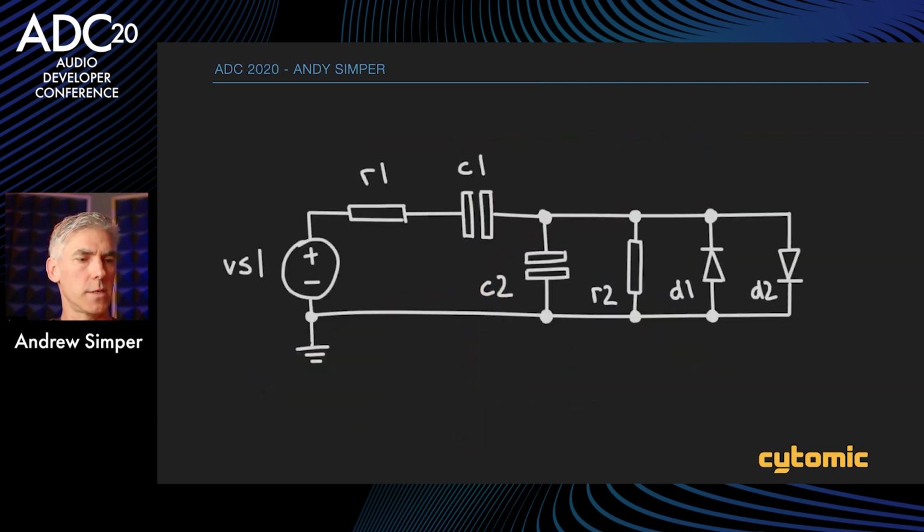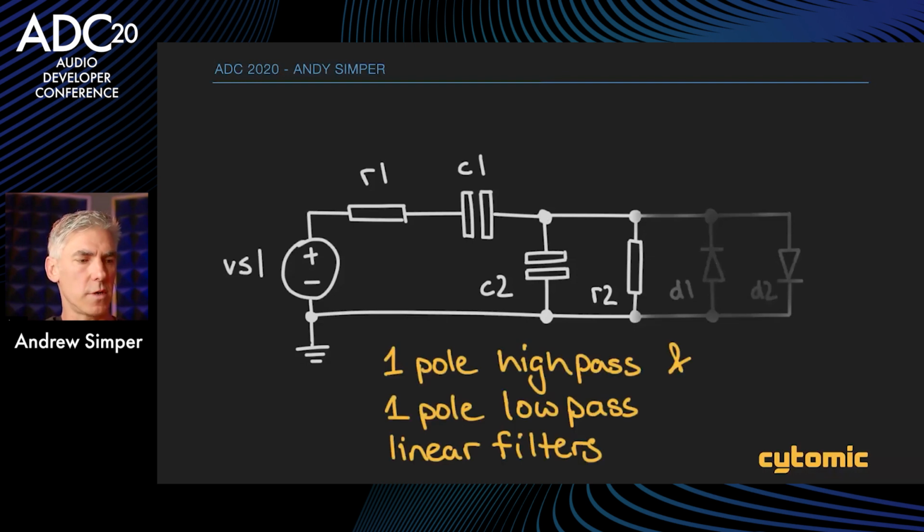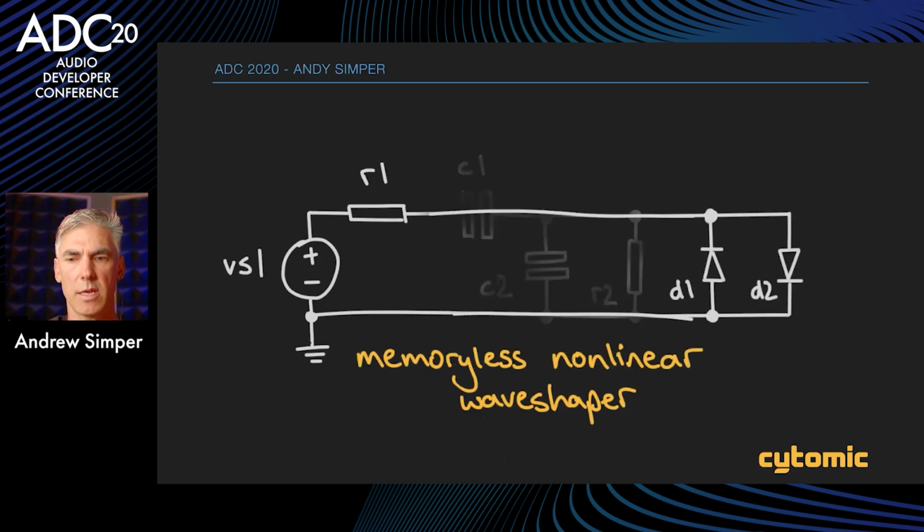All right, so this is back to that circuit again. The reason this circuit is also good is because we've got two bits to it. We've got some filters which have some memory, and they do high and low pass filtering. And then we've got this nonlinear bit, which has no capacitors, so there's no memory. So we're going to tackle this one first.